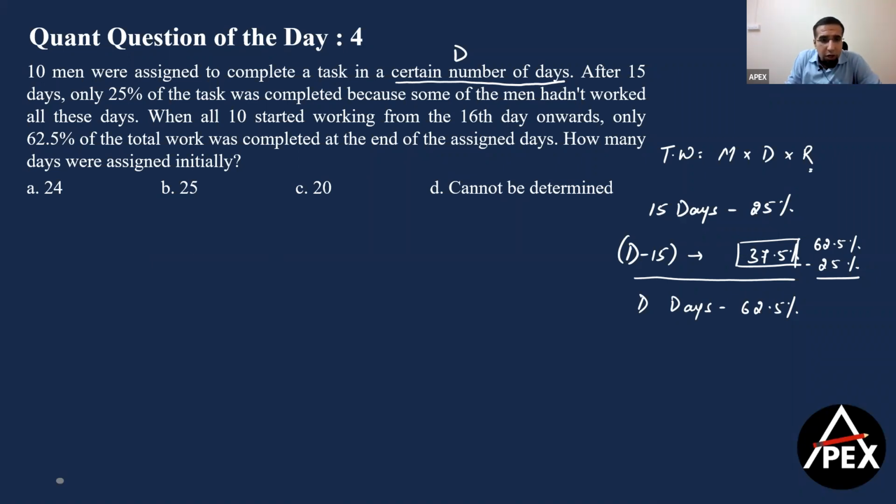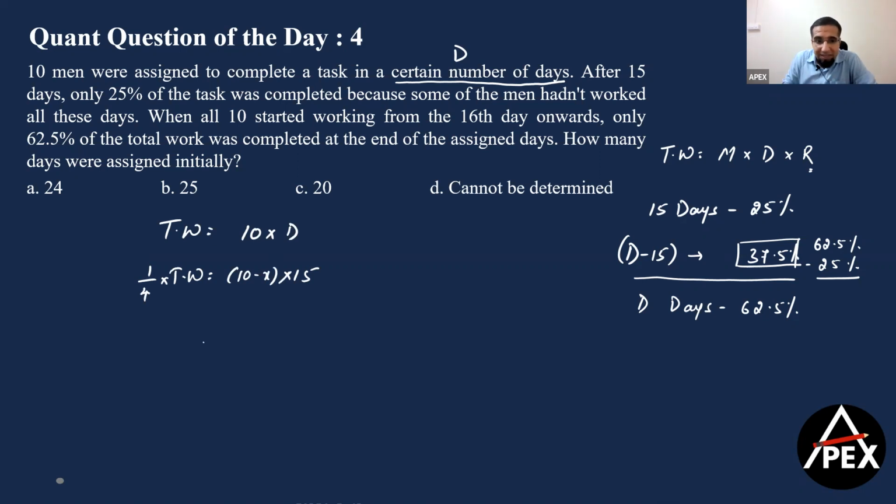Okay, now let me define my total work. I know it is equal to 10 men into D days. But what happened? Only 1/4 of the work was completed. So 1/4 of total work was completed in 15 days. This was because some men did not come to work. Let's say that is 10 minus X. Right? So X men did not come to work.